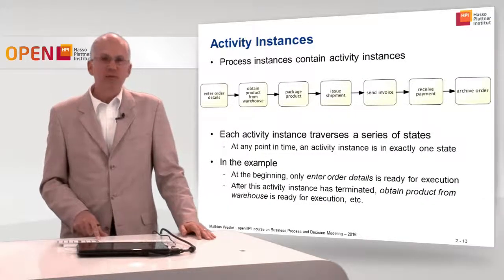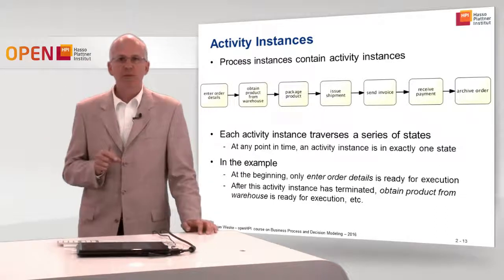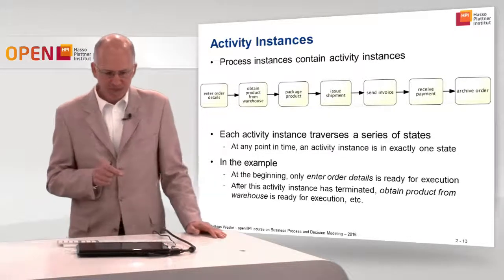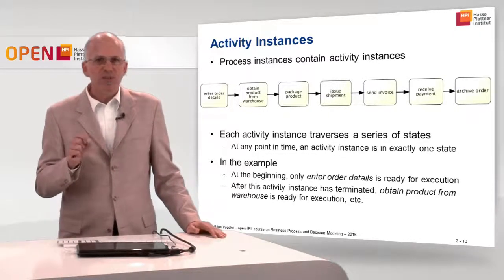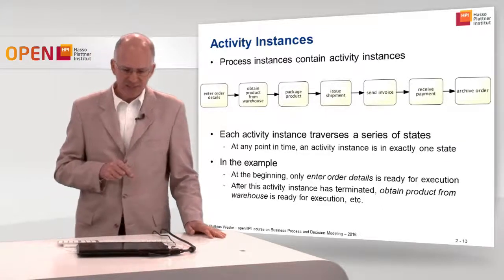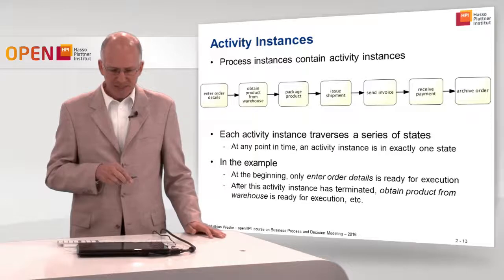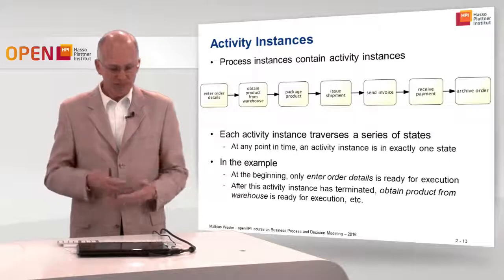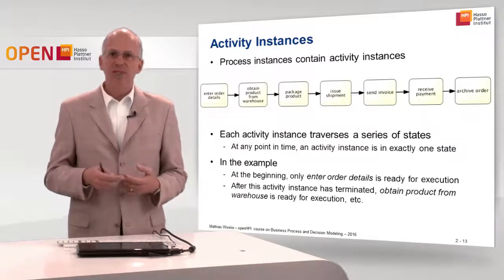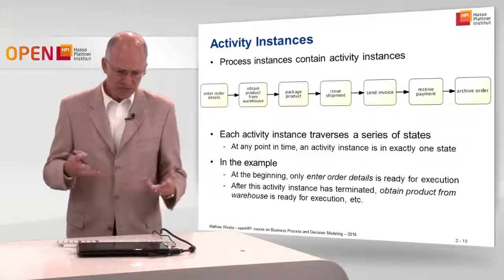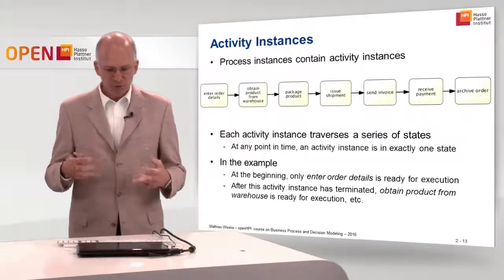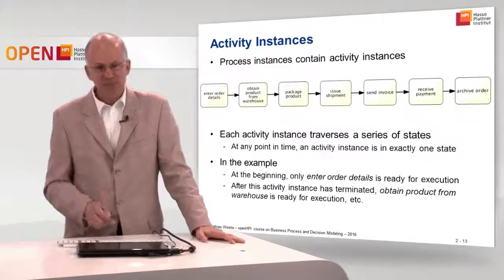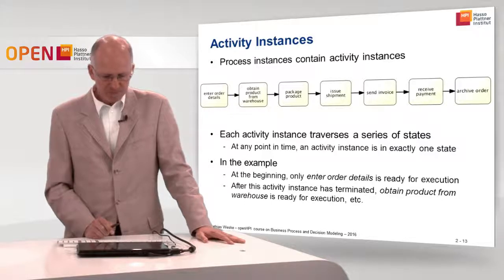We were discussing process models and process instances. We were mentioning that each process model can have any number of process instances. And we now dive into what a process instance actually is. A process instance consists of activity instances. These are concrete executions of activities in the organization. The concrete ordering of particular order details, obtaining particular products from a warehouse for this process instance, packaging a certain product, and so forth, as specified here in this process model.